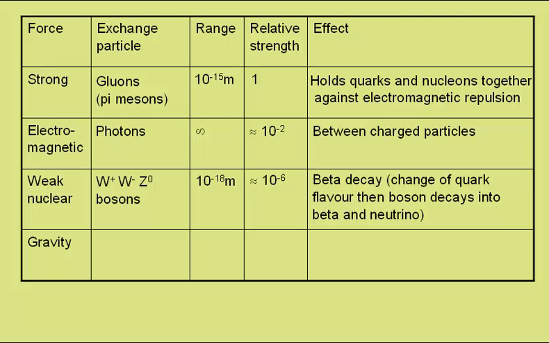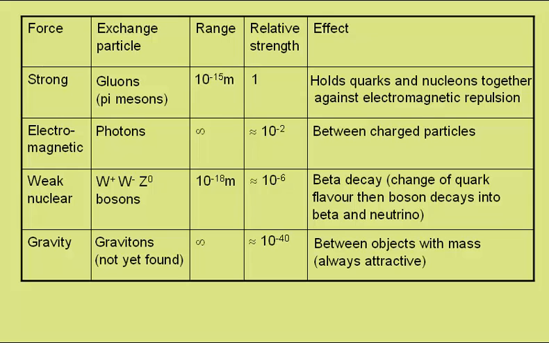Finally, gravity, with the suggested exchange particles of gravitons, though these have not yet been detected. Gravitons have zero mass and therefore infinite range, and a tiny strength of 10 to the minus 40 times that of the strong force. The reason we're so familiar with gravity is it is always attractive, so a large mass, like the Earth, can produce a strong gravitational field. The effect is between objects with mass, and as I've said, it is always attractive.